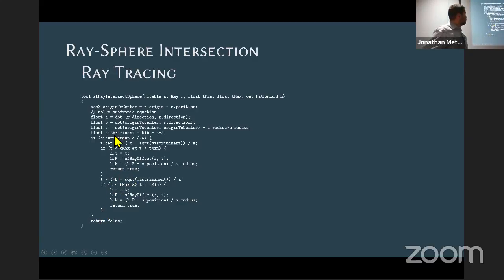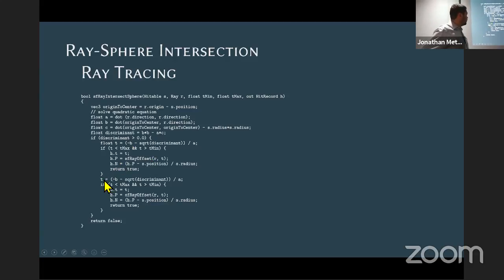Okay. So first we check the discriminant, and then we calculate, there's our quadratic equation. And if we're inside of Tmin and Tmax, then we can calculate the normal. This is basically what you'll find in Shirley's book, how you do a sphere. We can calculate the normal, and then P is basically just O plus T times D. So that's the point in space.